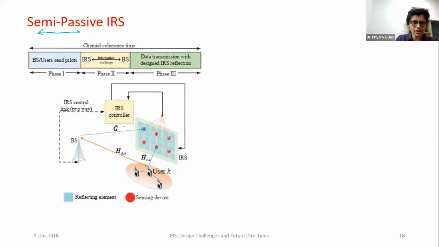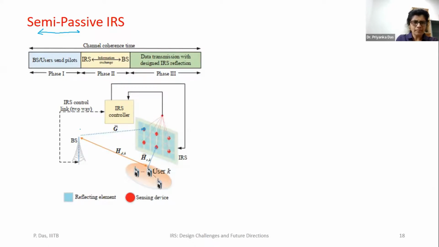What's the protocol? This is a three-phase setup. You can see there is a link from the IRS controller to the IRS both ways, and there is a backhaul link from the IRS controller to the base station. There are users. This is the IRS, and these are some active sensing devices. The sensing devices are made entirely for channel estimation purposes, not for others. The IRS elements will do reflections as usual.